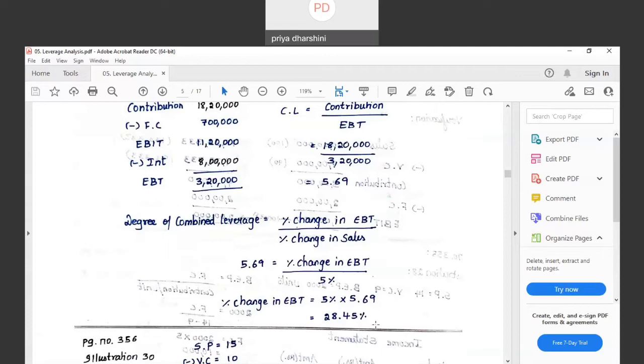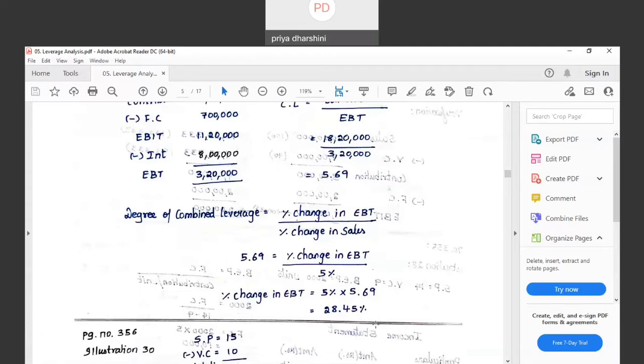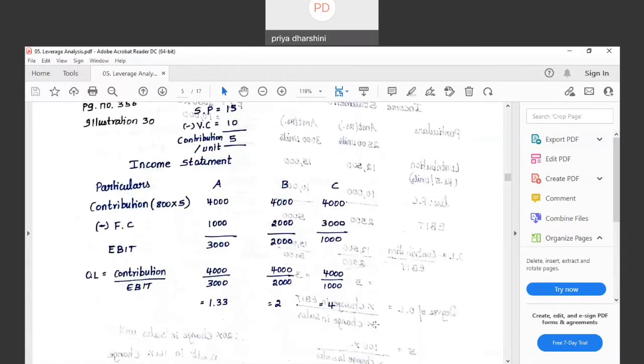So, right. Now come to illustration 47. What is told under illustration 47? XYZ company has three financial plans before it: Plan 1, 2, and 3. Calculate the operating and financial leverage for the firm on the basis of the following information and also find out the highest and lowest value of combined leverages.